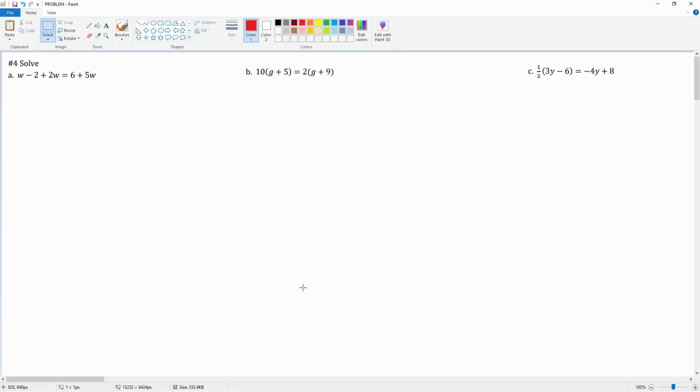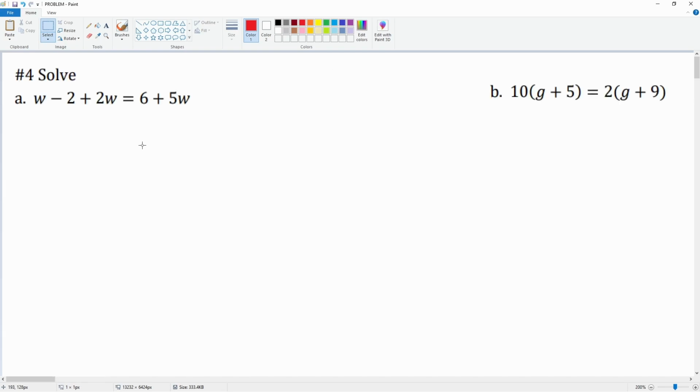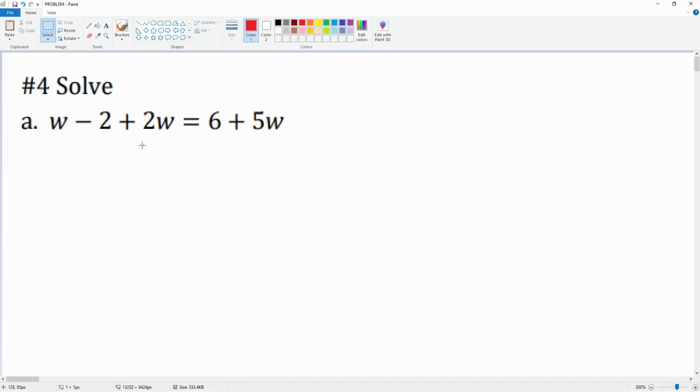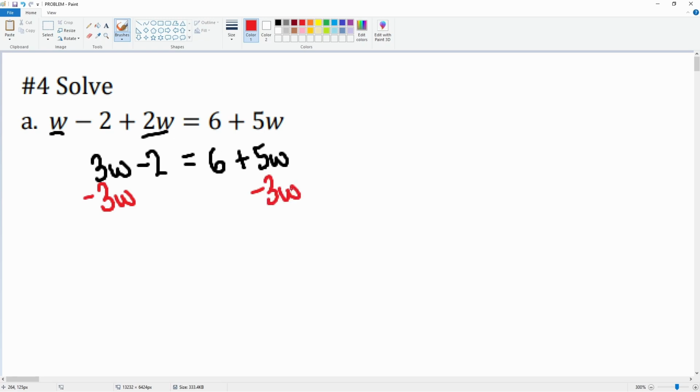Chapter 2, number 4, we see variables on both sides and we are solving. All right, let's make sure we combine some like terms first. So we have a w here and a 2w here. This becomes a 3w. Rewrite everything, so bring down that minus 2, bring down that equal sign, bring down the 6 plus 5w. It's always recommended to get rid of the smaller variable, so we're going to subtract 3w to both sides.